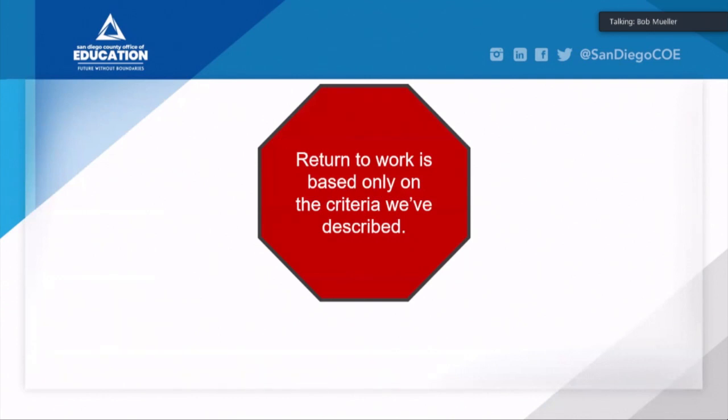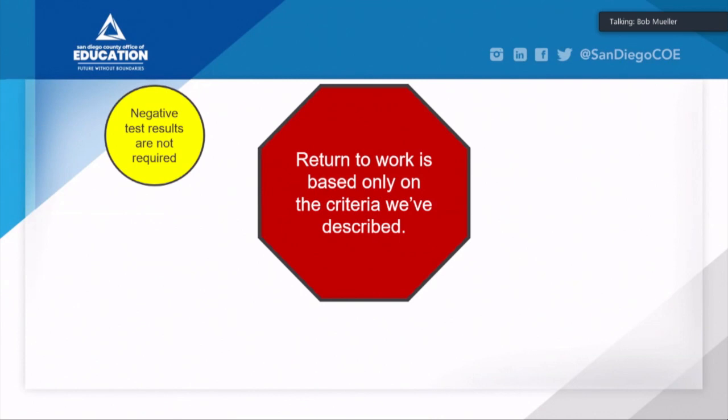So I like this slide because I think it's a good summary. The thing we really want to stress to you is that return to work is based only on the criteria that we've described so far. Return to work isn't allowed for any other circumstances. So if a person has a negative test result, that's not their ticket back to work.